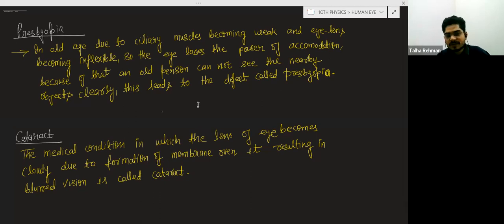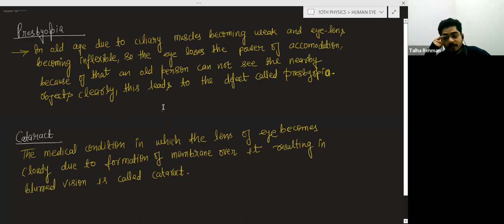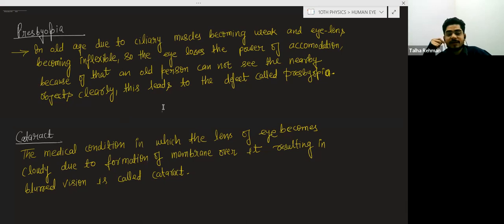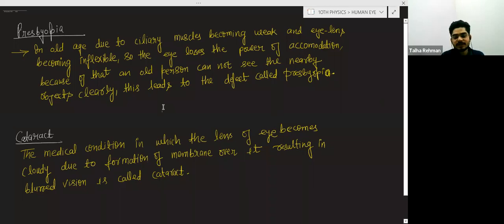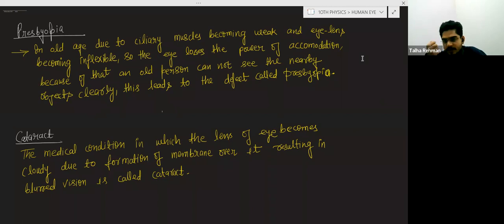So this is just like hypermetropia. And another is the cataract. In cataract, there is a layer formed on the surface of the eye, a white color layer. So basically presbyopia can be corrected by the same method as we used for hypermetropia, by using a convex lens. For the cataract, there are other solutions, like operations and surgery, because in operation the doctors just remove that layer from the eye, so that the eye becomes normal.